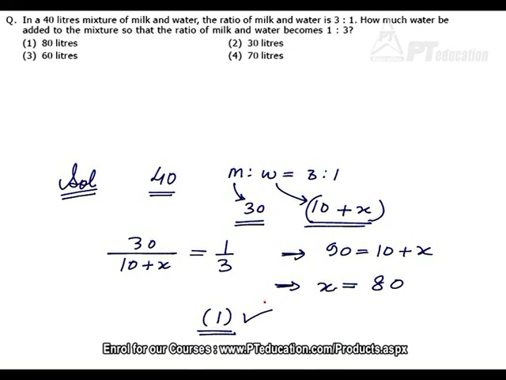Now in this particular question, can we have a shortcut? Yes, we can. See, option number 1 says 80 liters. So 80 liters is added to how much? Initial water was 10 liters. So 80 plus 10, 90, and original milk was 30. So 30, 90, 1:3, hence solved.